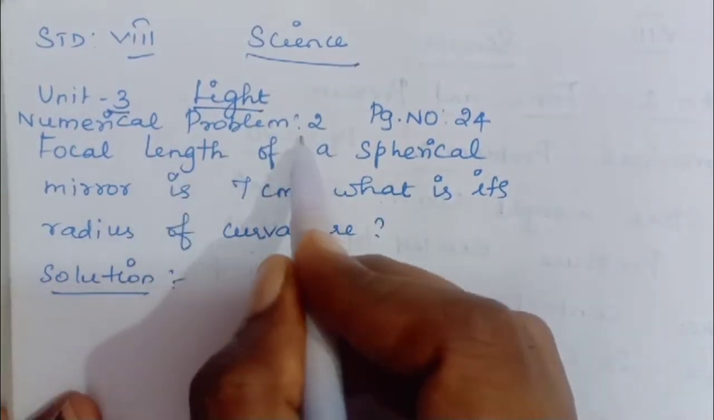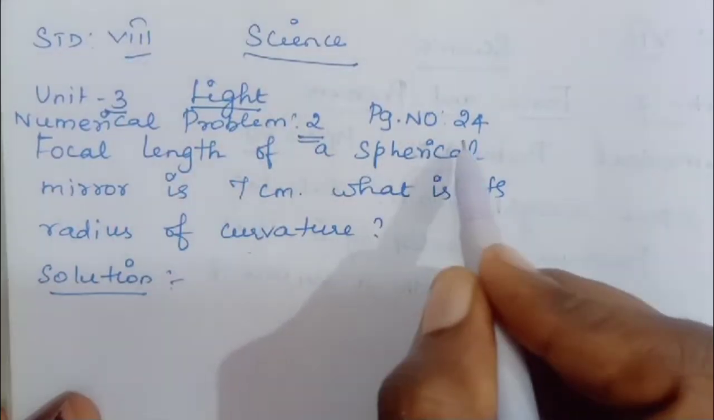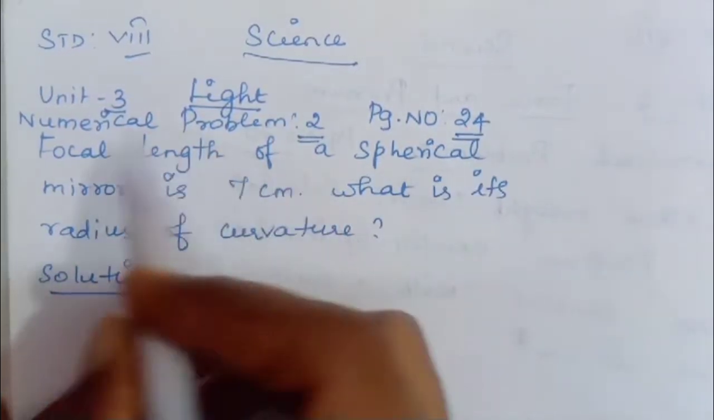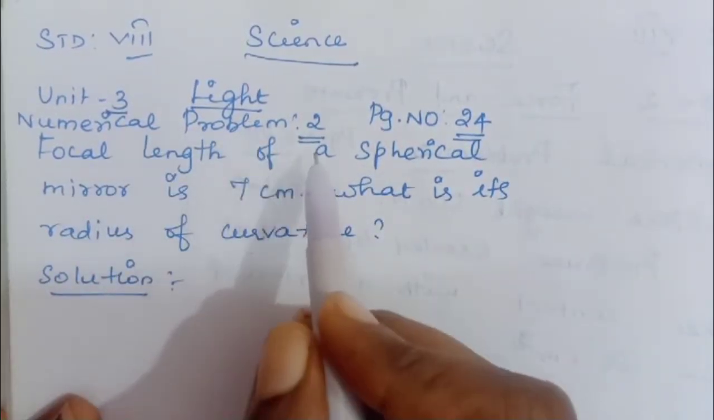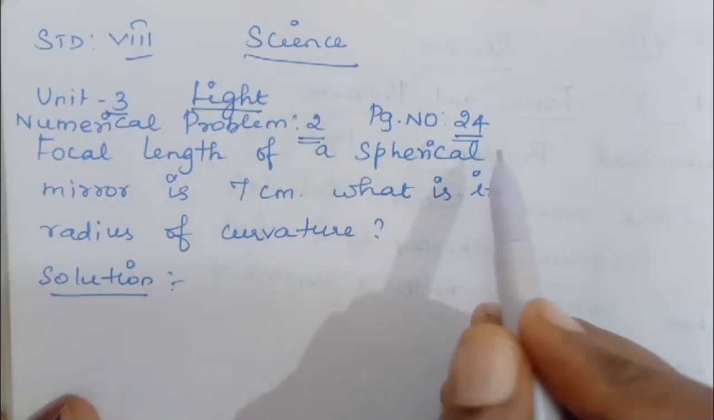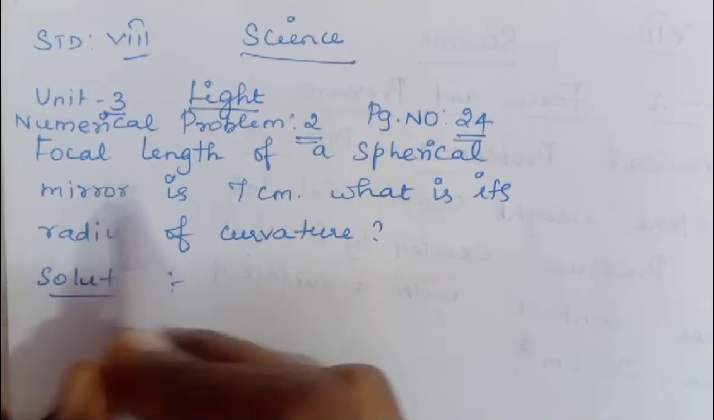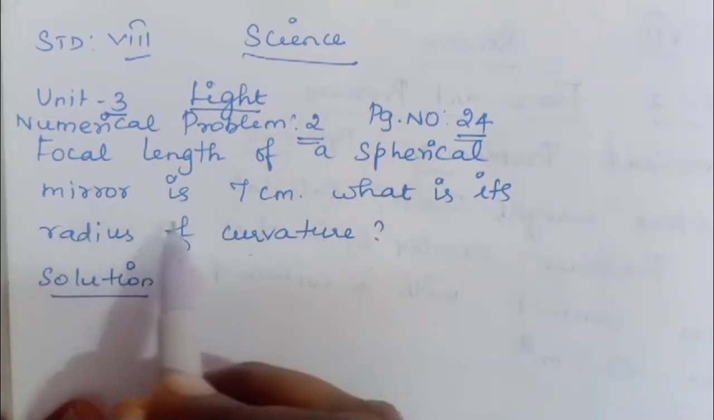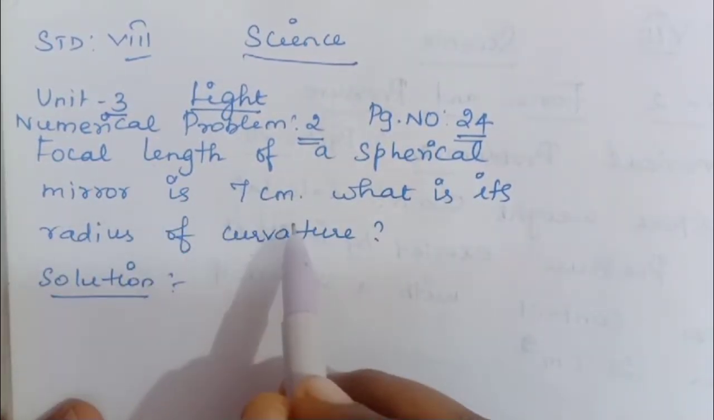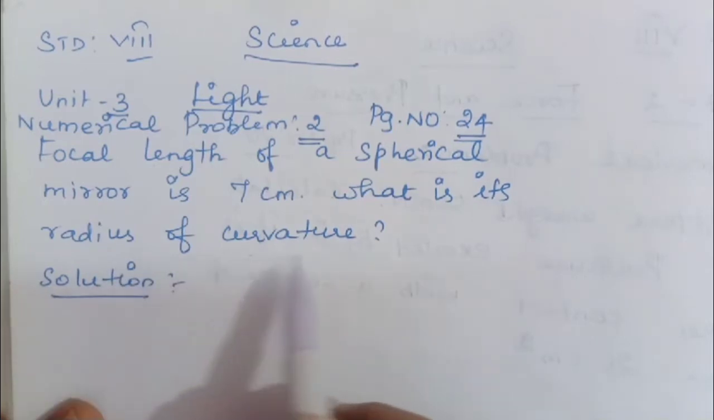Numerical problem number 2. It is on page number 24, unit number 3, Light. Okay. So let's see the problem. The problem given is: focal length of a spherical mirror is 7 centimeter. What is the radius of curvature?